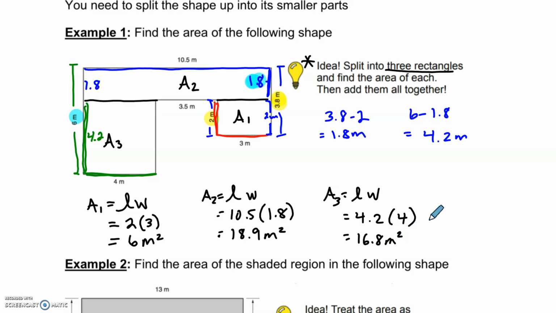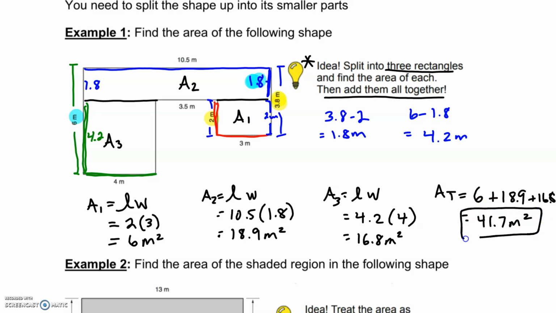All right, so my last step is to add them all together. So what I'm going to do is put area T. T stands for total, and I'm going to add 6 plus 18.9 plus 16.8. So I'll add these all up. 6 plus 18.9 plus 16.8, and I get 41.7 meters squared. And that's my final area. All right, let's take a look at example 2.